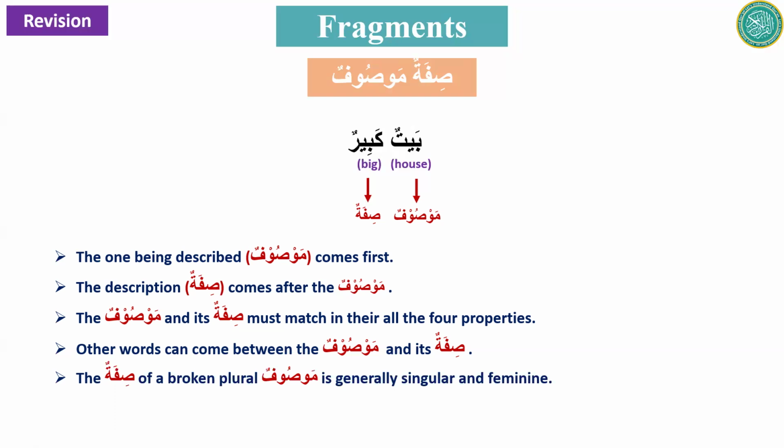The sifa of a broken plural mawsuf is generally singular and feminine, because broken plurals are treated by Arabs as singular feminine. When they use a broken plural in a sentence, they treat it as if it was a singular feminine word, generally, not all the time, generally. For example, sururun marfu'atun. Sururun means thrones. It's a plural of sarira. So it's a broken plural, and the word used as its sifa is marfu'atun, which is singular and feminine.